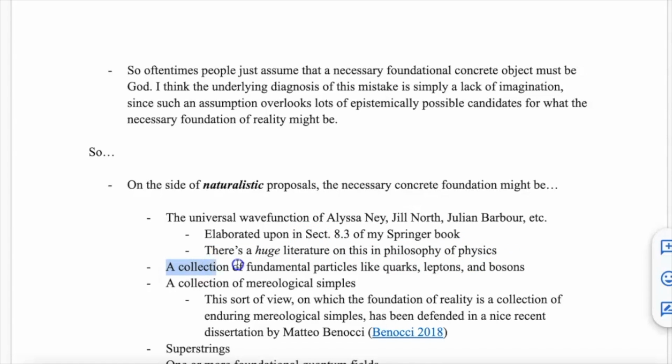The necessary concrete foundation might be a collection of fundamental particles, like quarks, leptons, and bosons. The necessary concrete foundation might be a collection of mereological simples, that is, little itty-bitty constituents of reality that have no further constituents.